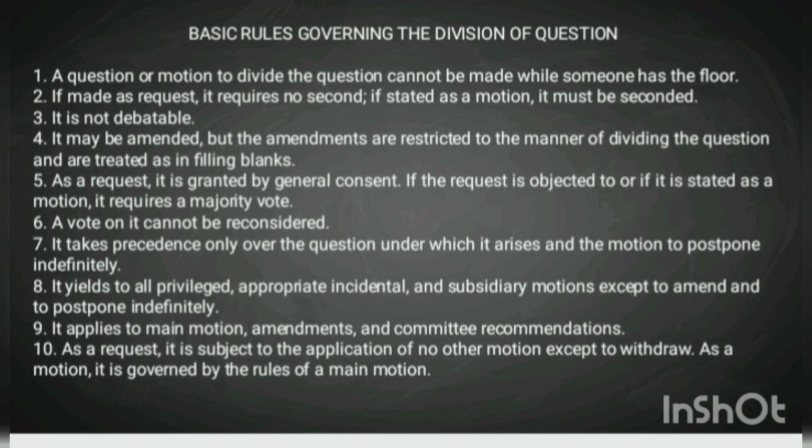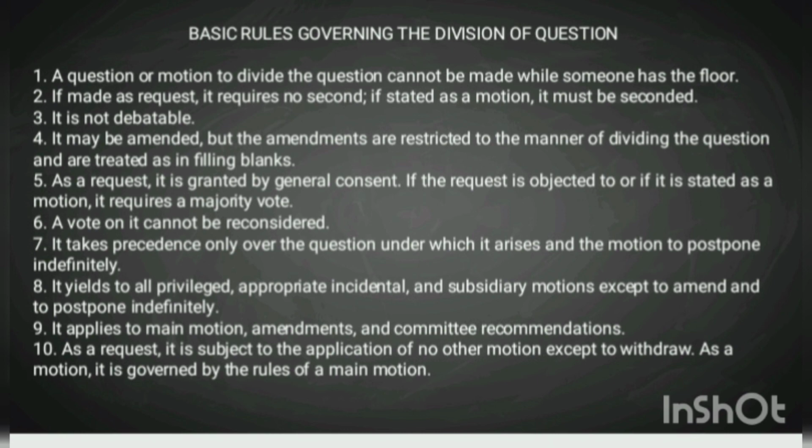First, a request or motion to divide the question cannot be made while someone has the floor. Second, if made as a request, it requires no second. If stated as a motion, it must be seconded. Third, it is not debatable. Fourth, it may be amended, but the amendments are restricted to the manner of dividing the question and are treated as filling blanks. Fifth, as a request, it is granted by general consent. If the request is objected to or if it is stated as a motion, it requires a majority vote.